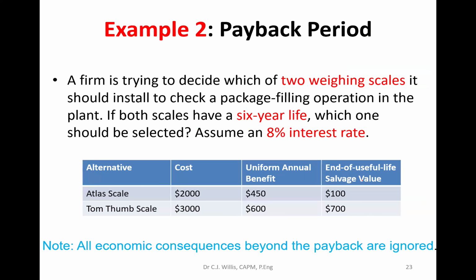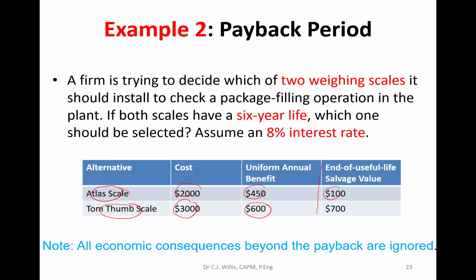Okay. So now let's look at another example here, payback period also. Two weighing scales should be installed for a package filling operation with a 6 year lifetime: the Atlas scale and the Tom Thumb scale. The costs are $2,000 and $3,000. The uniform benefit, every year, is 450. And the salvage value is there, but salvage value is at the end of the period, so don't care.